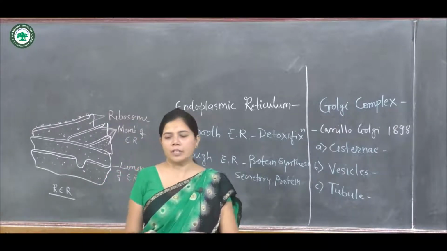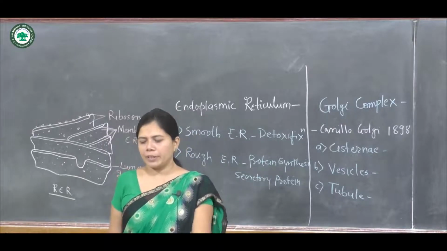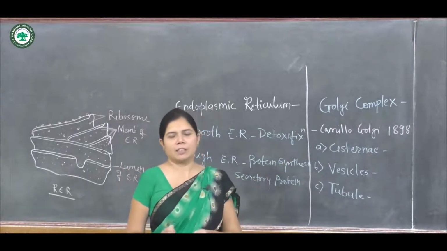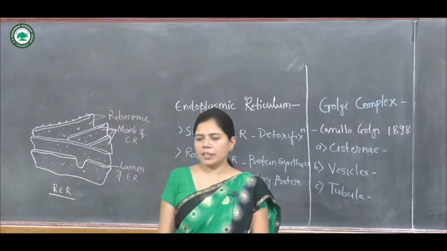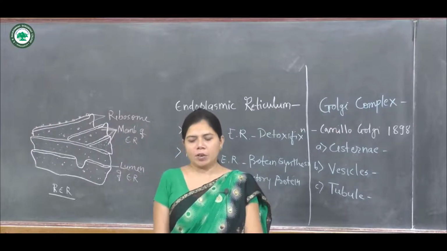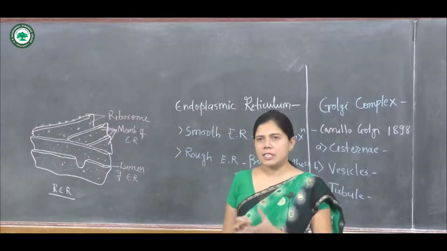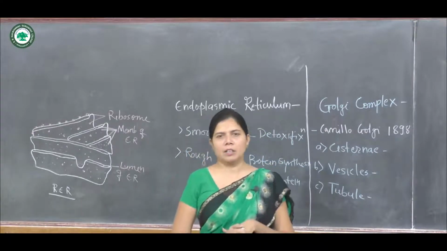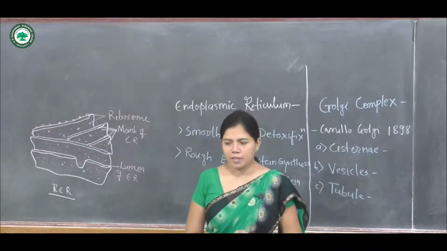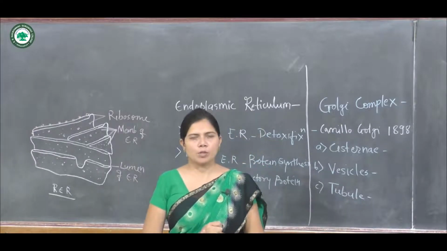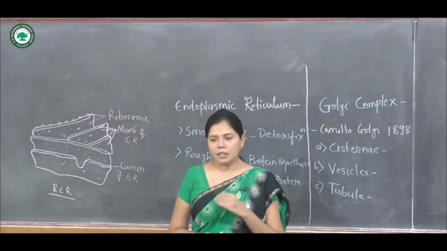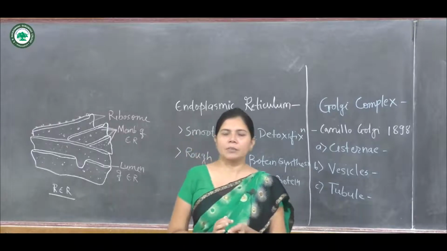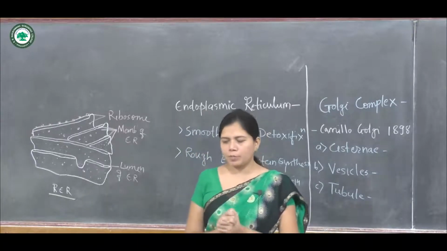Now we move on to our next topic, that is the Golgi complex. The Golgi complex is another type of cell organelle, a very important one present in the cell. It is also known as the Golgi apparatus, or Golgi bodies. Various terms are used to denote this organelle, which helps in the packaging and transport of the cell.